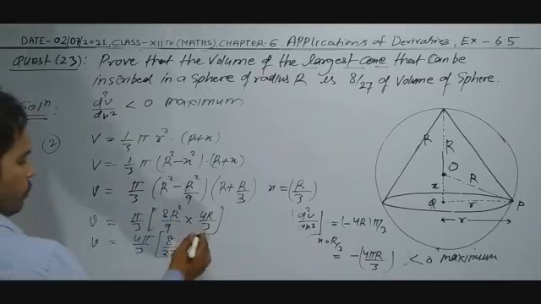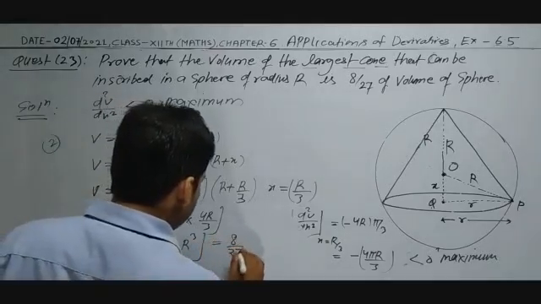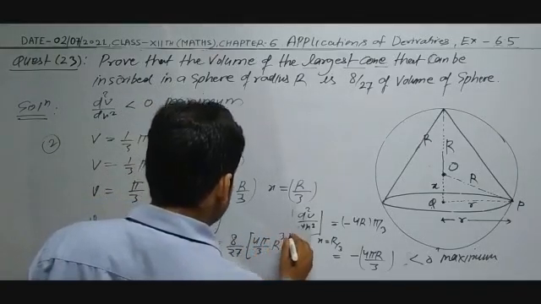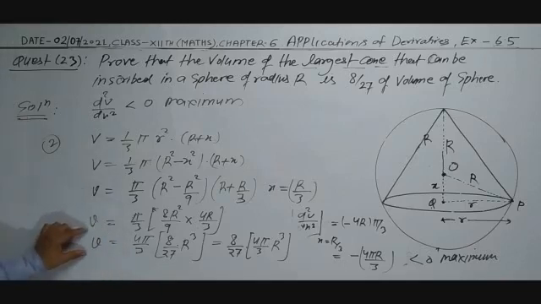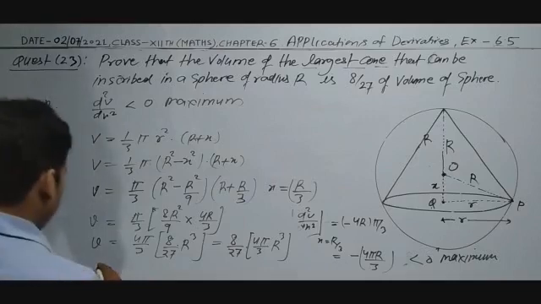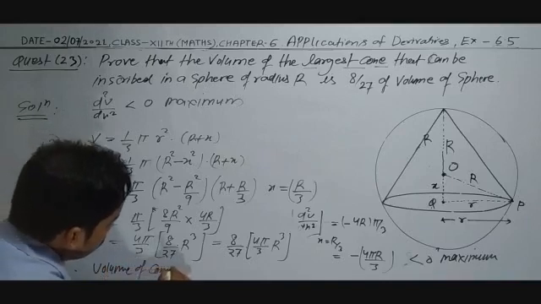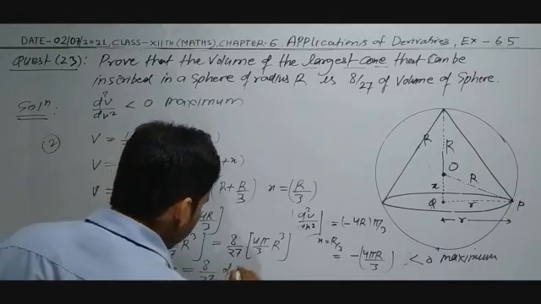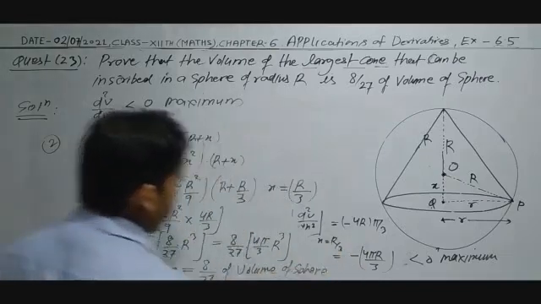So 4 pi by 3 r cube, this one also can be written as 8 by 27 of 4 pi by 3 r cube. And this is the volume of the sphere, and this small v is the volume of the cone. So therefore the volume of the cone is equal to 8 by 27 of the volume of the sphere. Hence proved.